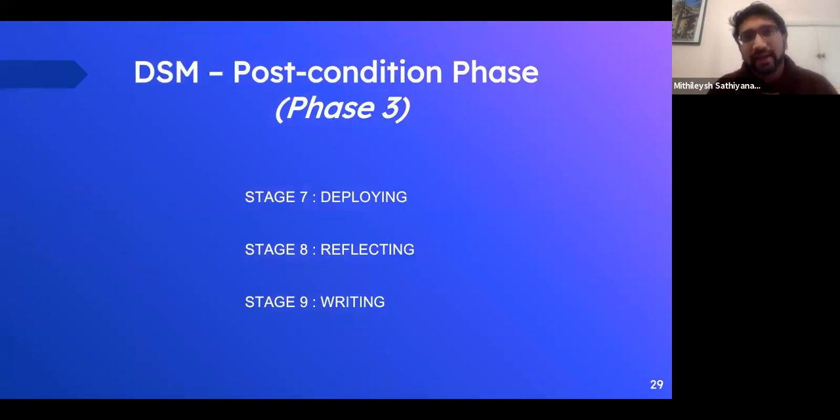And once we were done with the complete implementation, then it's all about deploying it to our industrial collaborator's platform. So we call it stage 7. And stage 8 was nothing but reflecting on whatever we have done so far, and we are still in the reflection stage. Stage 9 is writing, which I will explain now.